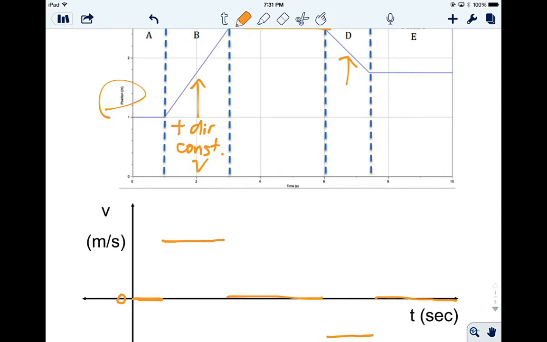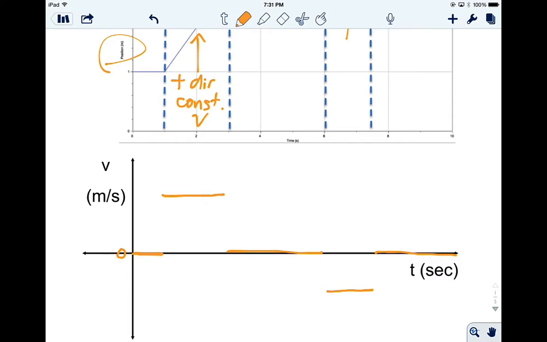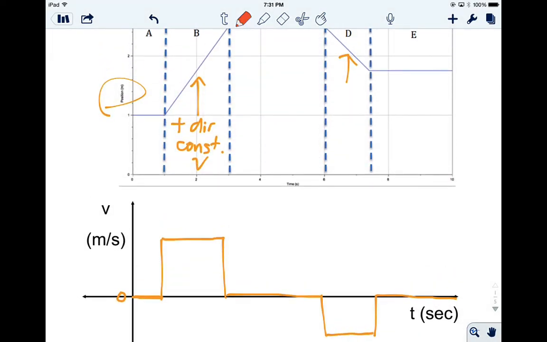Okay, so anyway, we're looking at this graph that looks like this. What we want to do as we go along is figure out how these things are connected. How is this sloped line on my position versus time graph related to the velocity versus time graph, this rectangle that we have here on our graph?